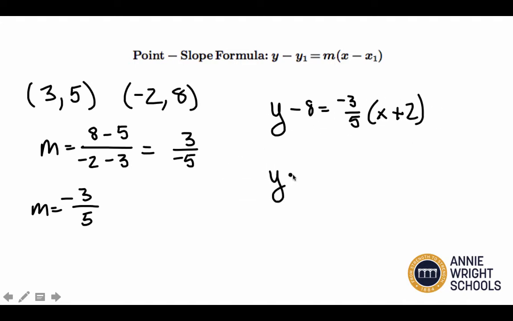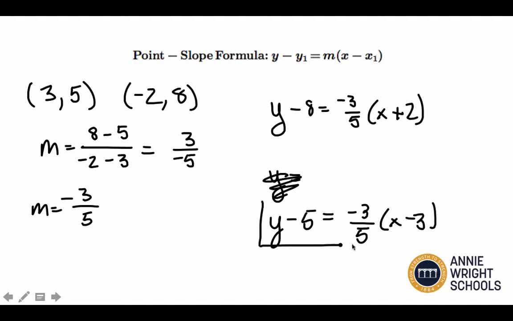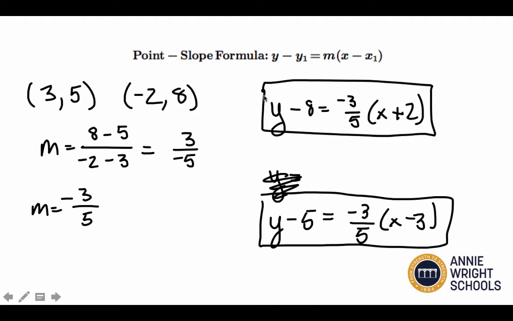If somebody else writes the answer is y minus 5 equals -3/5 times x minus 3, they also will get the correct answer because they just used a different point. So both of these answers get full credit, and you can stop there if it doesn't say put it in slope-intercept form. If it says put it in slope-intercept form, all you have to do is distribute and collect like terms. Let's take both of those questions and let's distribute and collect like terms to show that they're the exact same equation of the line.